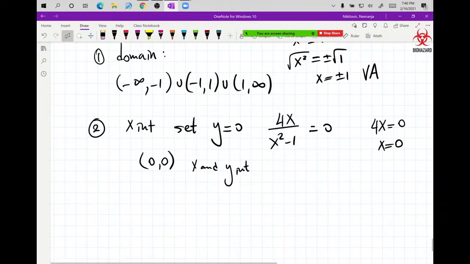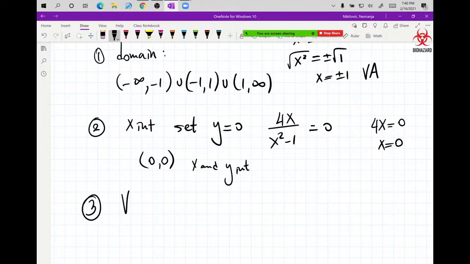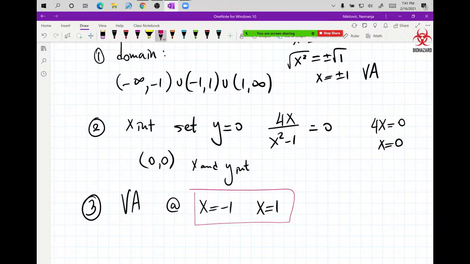Okay. Number 3, vertical asymptotes. Oh yeah, we got that. Vertical asymptotes, that's x equals negative 1 and x equals 1. So that's important information that will be graphed. So let's box it up.